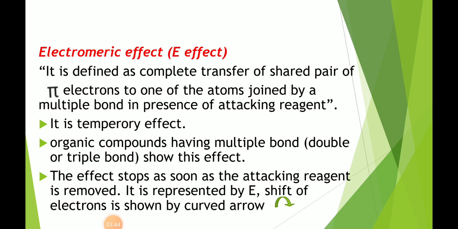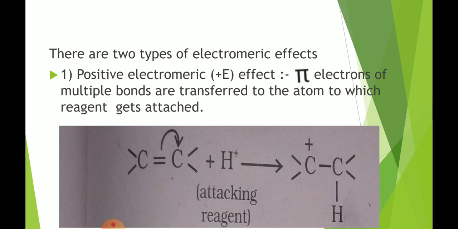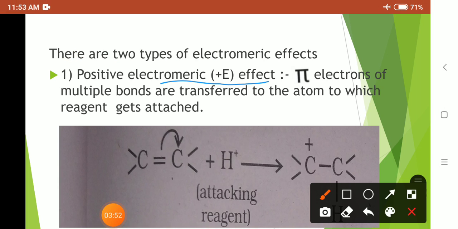First one is positive electromeric effect, plus E effect. So in this case pi electrons of multiple bonds are transferred to the atom to which the reagent gets attached. See the example given here: this is the first carbon, this is the second carbon. Between two carbons there is a double bond and the attacking reagent is H plus. So shift of the pi electrons takes place onto one carbon. The pi electrons have shifted onto the second carbon. Therefore second carbon gets minus charge, first carbon gets plus charge.